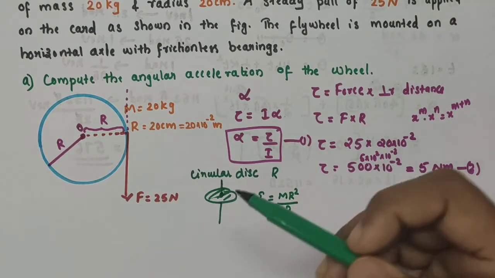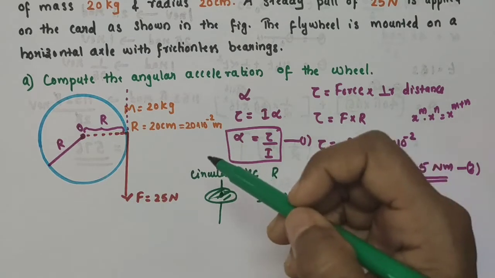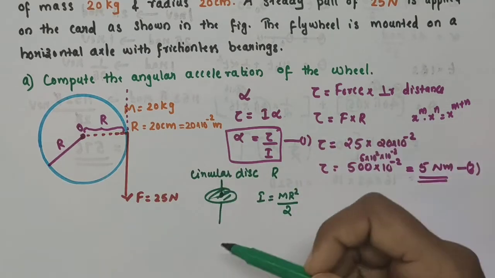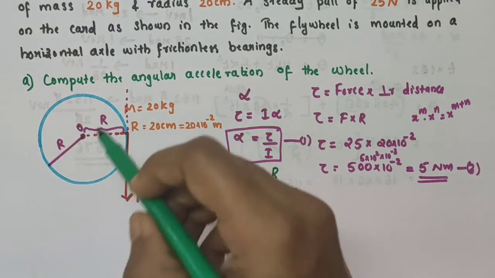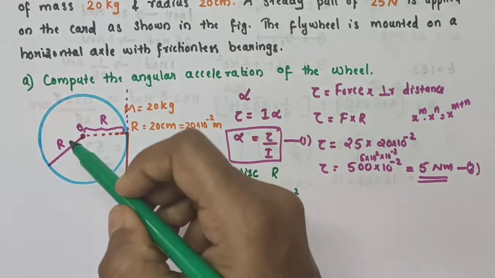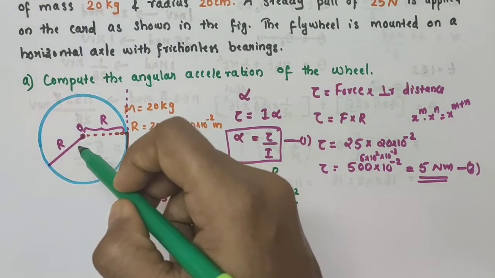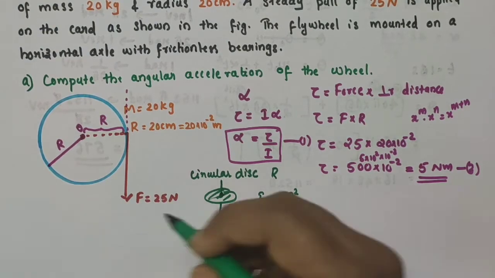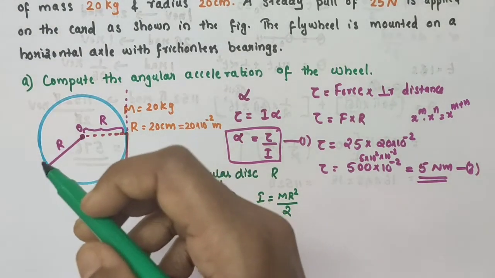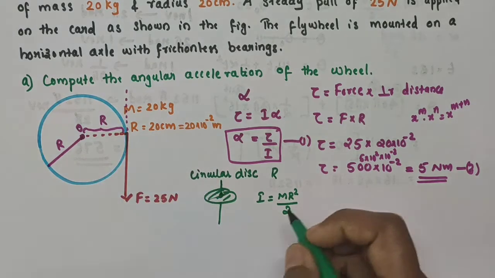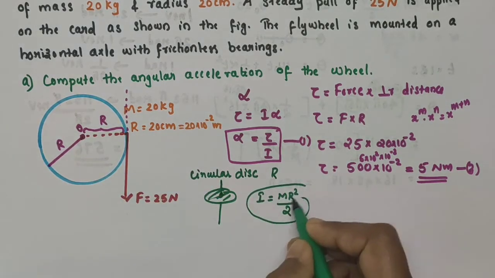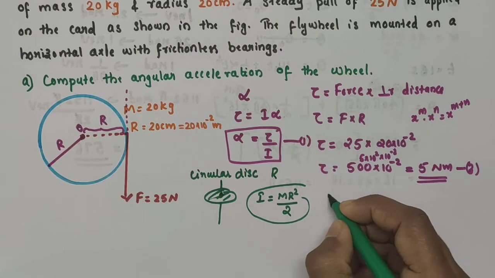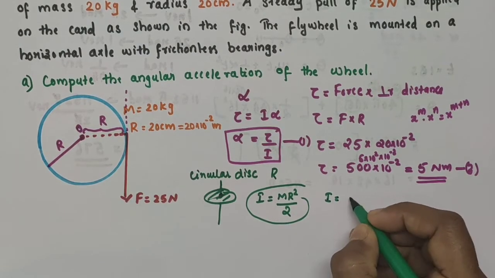If you don't remember that, you can just refer to it. Here also, the moment of inertia of this flywheel about its axis passing through this point O can be taken as mr square divided by 2, because the flywheel is just like a circular disc shaped object. So we can write the moment of inertia of the flywheel I equal to mr square by 2.